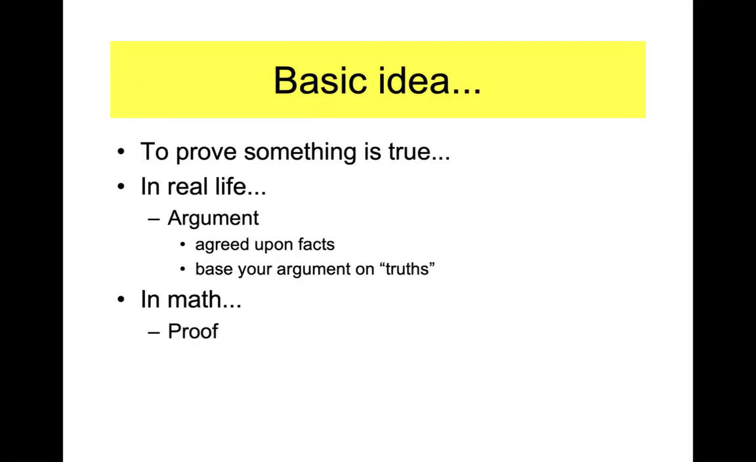So the argument that we make in real life is called a proof in geometry. And we still have agreed upon facts. Those are the things that are in our book of truths, right? We also need to make a convincing argument. And I will tell you that every time we do a proof, we will be making a convincing argument.